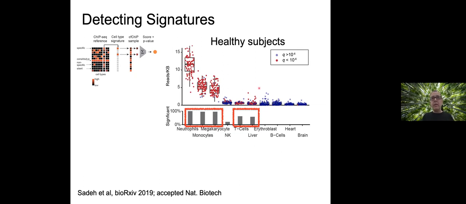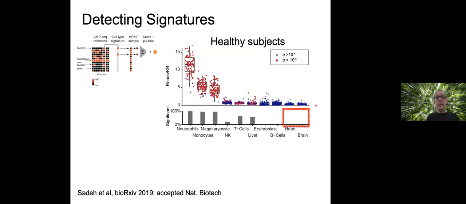And here is the amount of significant hits in different subjects. So in all subjects, we see neutrophils and monocytes and megakaryocytes, which is a new discovery, which I won't go into. And we see very low level of liver and T cell, but these are significant levels. While heart and brain, for example, are totally not detected here in these samples.